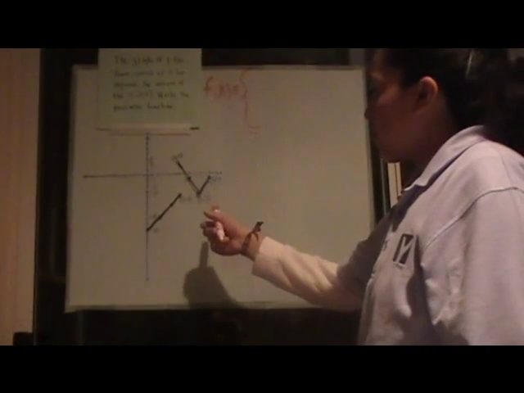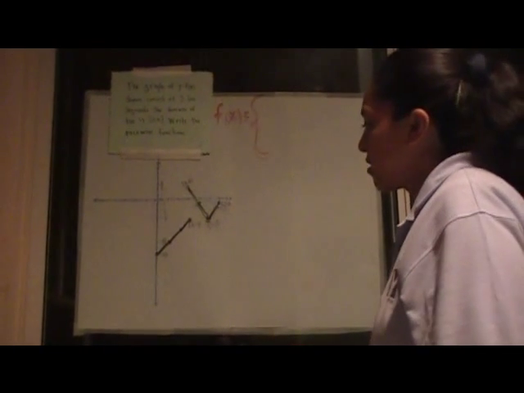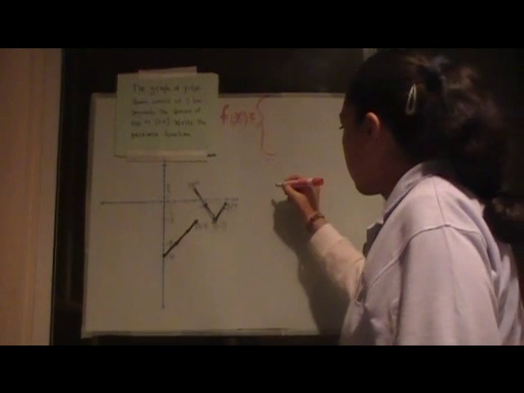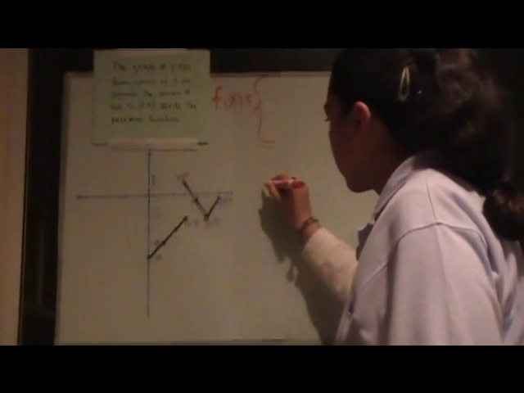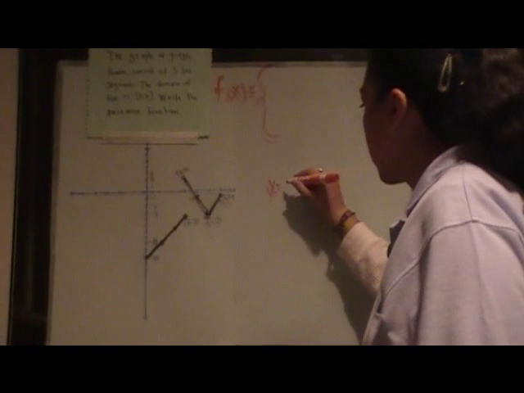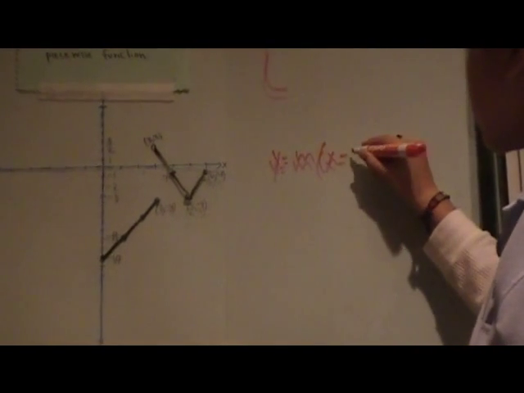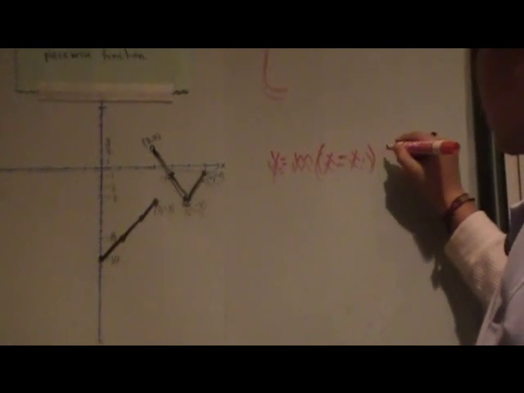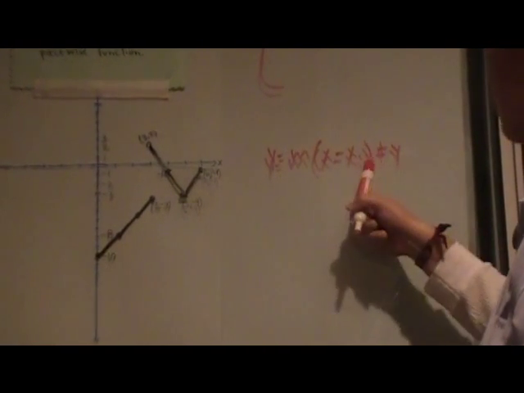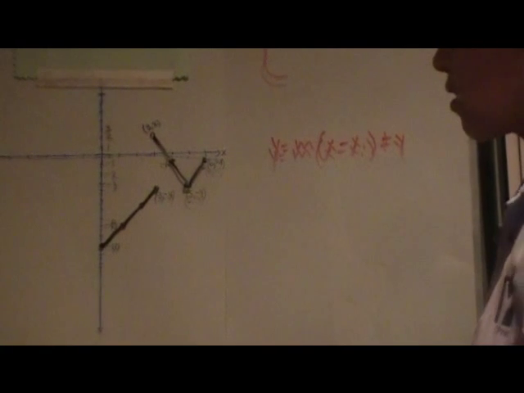Because this graph has linear line segments, we will be using the point-slope form, which is y equals m, m being the slope, times x minus x1, plus y1, with x1 and y1 being a point on the line.